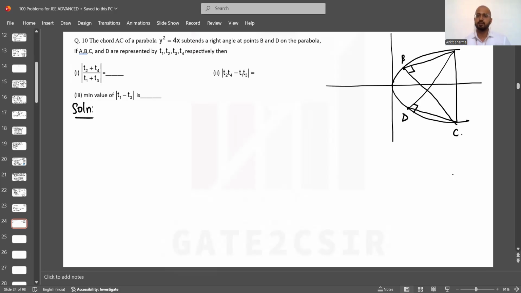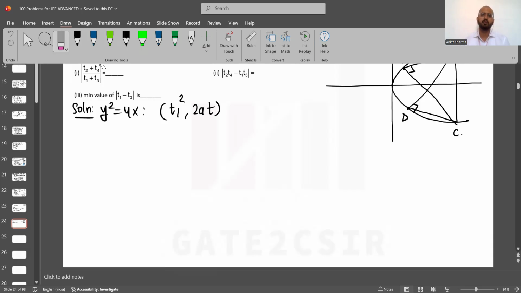So it's like this basically. I have the chord AC, and it is subtending a right angle at B and D on the parabola. So A is basically what? T1. That means A will be given by the parametric point. We have y square is equal to 4x, so any point will look like (at square, 2at). A is 1, so (t1 square, 2t). That's how any point on the parabola will look like.